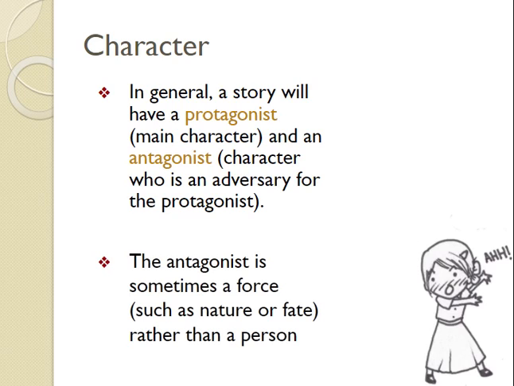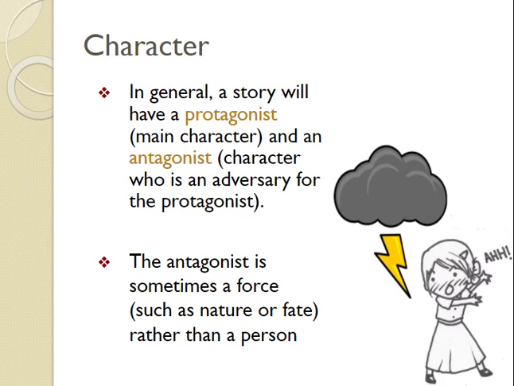And there are some stories where there really isn't a person who's an antagonist, but instead a force like nature or society in general or fate. So you can't always pinpoint exactly who the antagonist is. And sometimes the main conflict in a story is an inner conflict within the main character, the protagonist, in which case you'd say the protagonist and the antagonist in some ways are the same person.